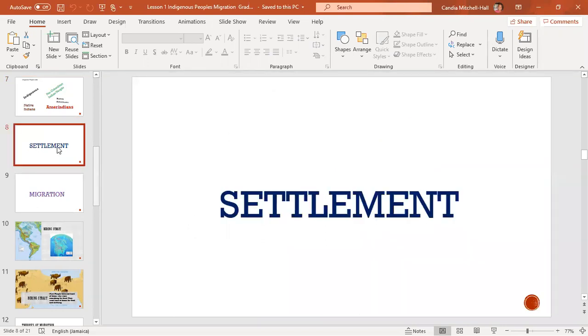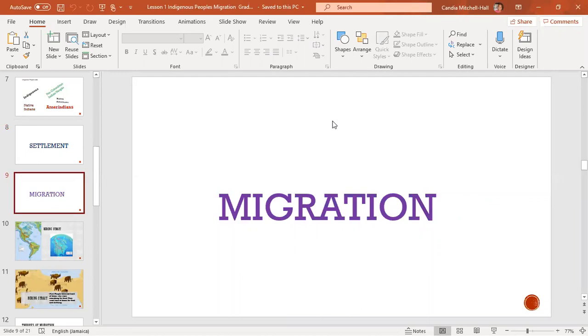Now, what is settlement? What do we mean by the word settlement? Marcel, settlement. A place, typically one which has previously been inhabited. So in other words, a settlement is somewhere that is inhabited, right? Migration. What is migration? Denton. Migration is the movement of either people or animals from one area to another.